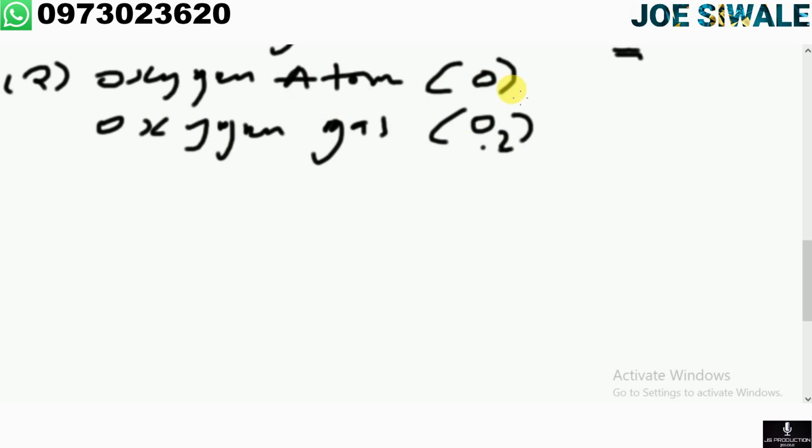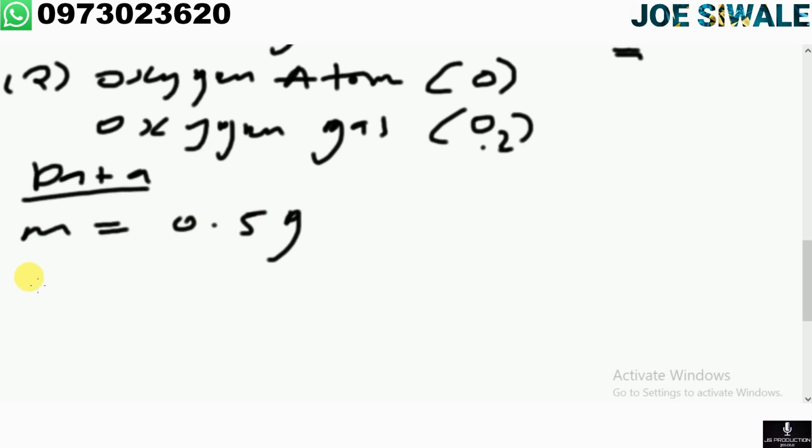So we're going to collect our data. We have been given mass. Mass we have been given as 0.5 gram. Then the other thing that we have not been given is the molar mass. We need to calculate the molar mass. Since there is only one atom of oxygen, you just say 1 multiplied by 16, which is the mass number of oxygen, and that's 16 gram per mole.